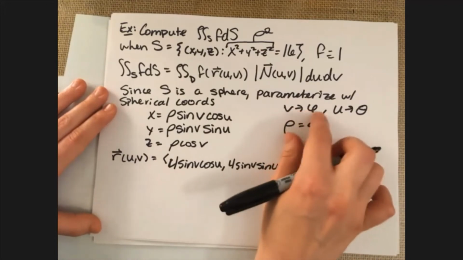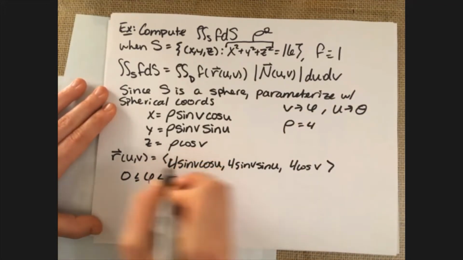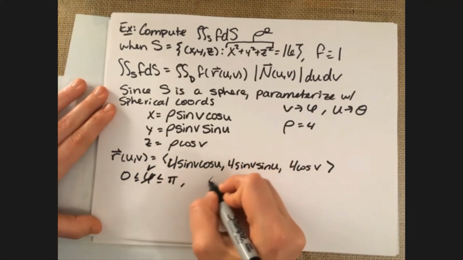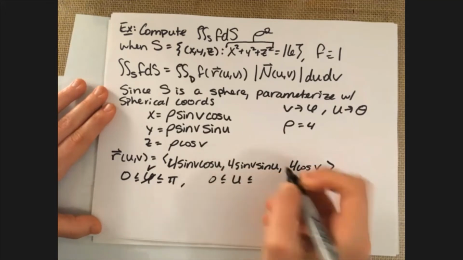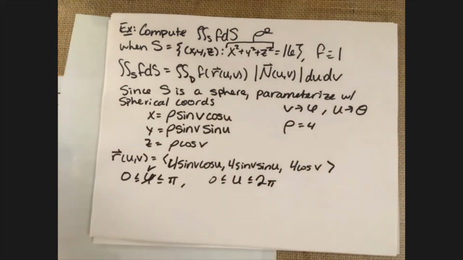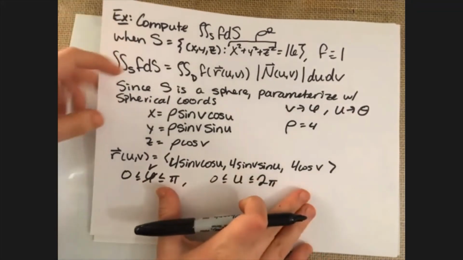And since we're looking to take an entire sphere, v, which is representative of phi, is allowed to go from 0 all the way down to pi. And then 0 is less than or equal to u less than or equal to 2 pi. Because we want this to go all the way around the z-axis the way theta could, that's going to be 0 to 2 pi. So this is our parameterization.